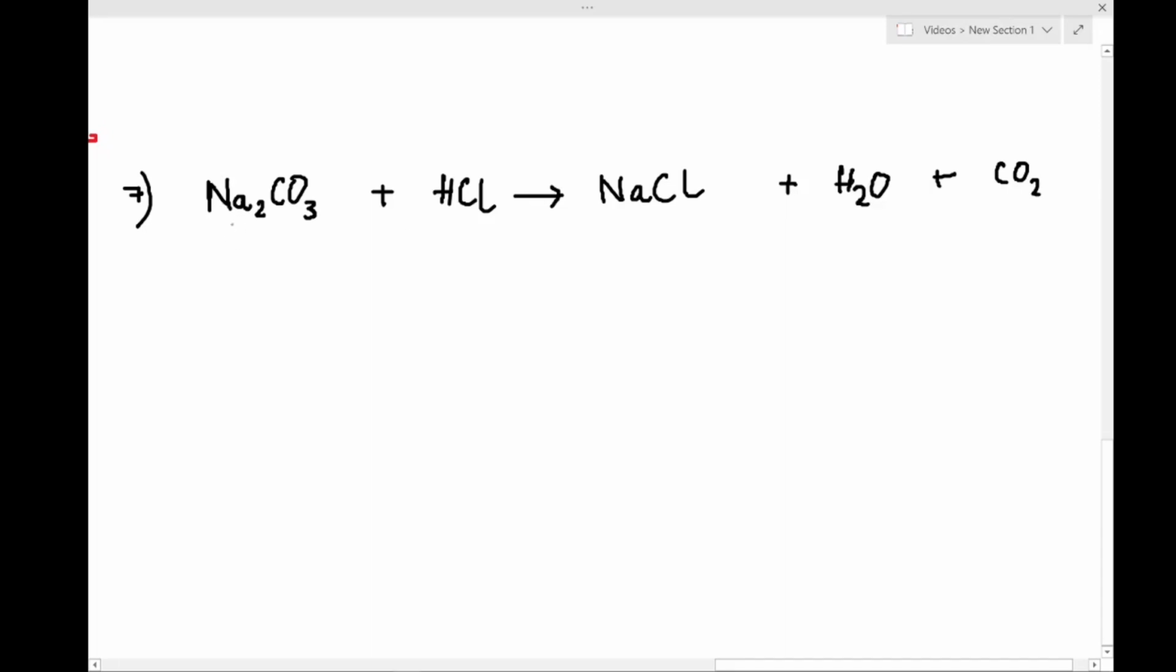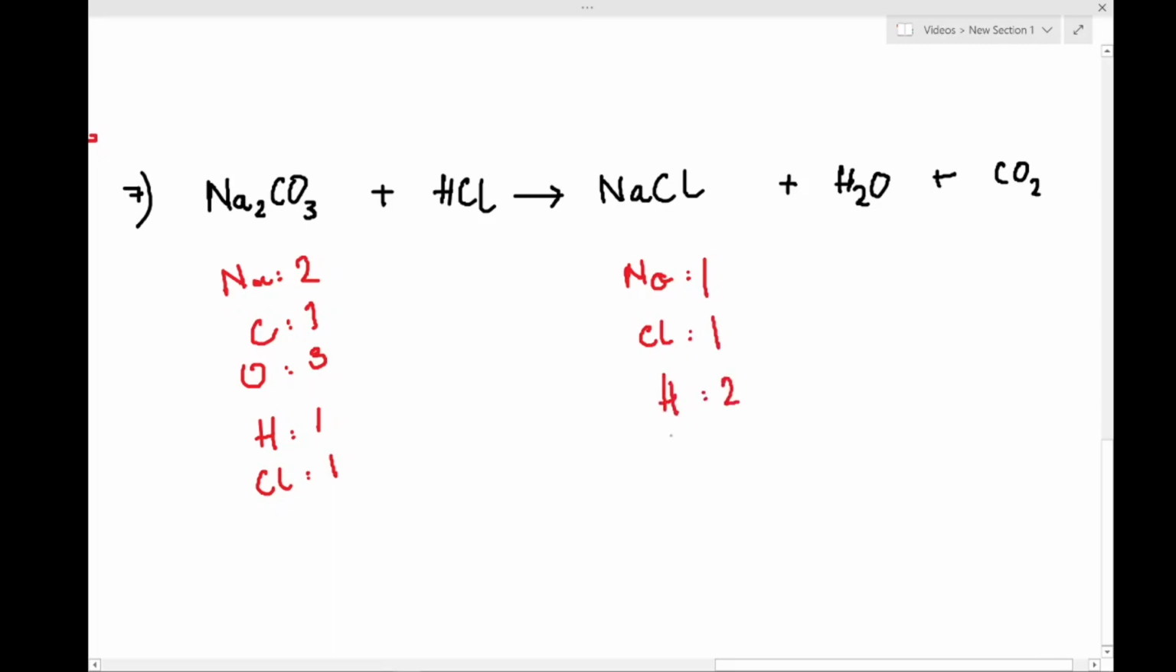So let's start. Let's look at the sodiums. We have 2 sodiums, and then carbons on the left-hand side, we have 1. Oxygens, we have 3. 1 hydrogen, and 1 chlorine, right? And then if we come to the right-hand side, we have 1 sodium, we have 1 chlorine, we have 2 hydrogens, we have 3 oxygens, and then we have 1 carbon. So the carbons are balanced, the oxygens are balanced.